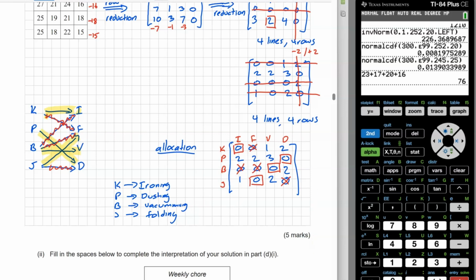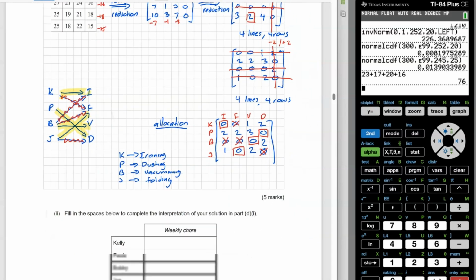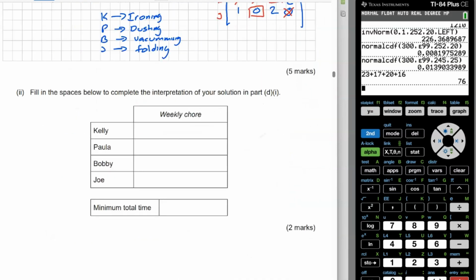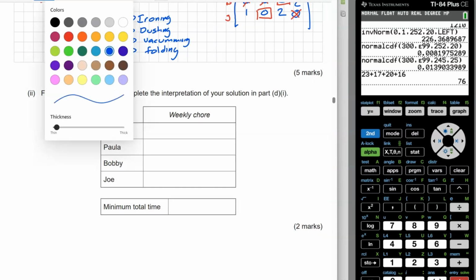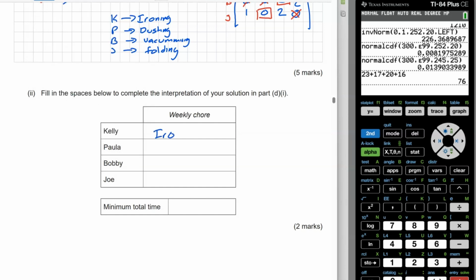Okay. So now we're going to go down and have a look at what's happening here with actually putting our final answers in. It's just writing what we've just done above. So we're going to do ironing. For Kelly, the dusting. Bobby is going to do vacuuming. Vacuuming. And folding. And we want to know what that minimum completion time is.